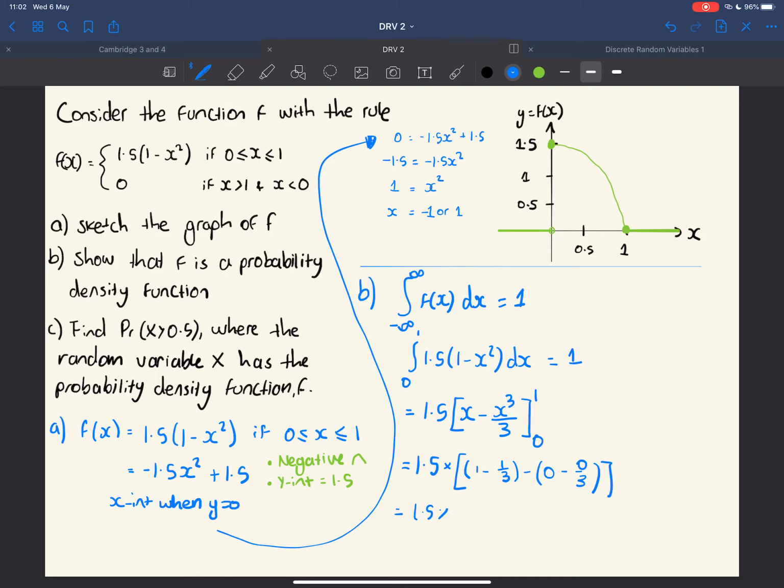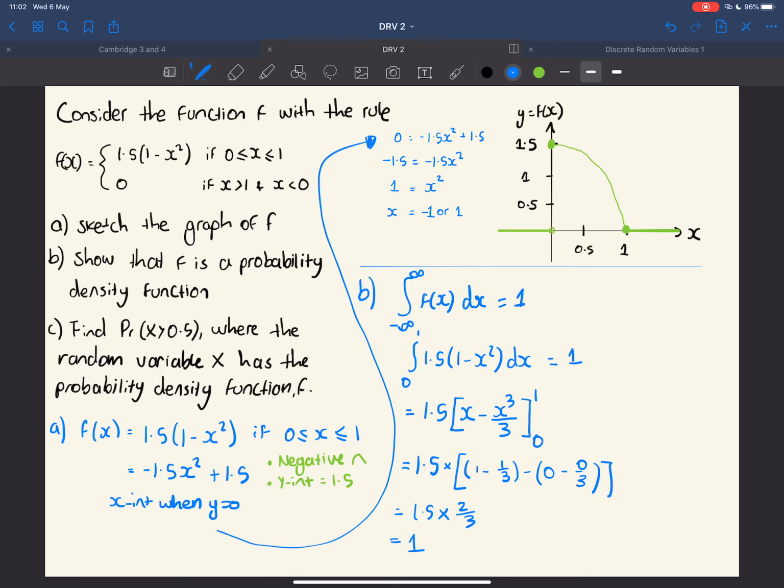From here, we'll get 1.5 multiplied by, and you can see that 1 minus a third is 2/3, right? If you have 3/3, take away 1/3, you get 2/3. This is 0, so it's 1.5 times 2/3. Now 1.5 is basically 3 halves, so 3 halves times 2/3 will be 6 over 6, which is 1. So we've proven that this particular function is a probability density function, right? The total probability for all possible x values is just 1. That's exactly what we set out to do, and we've proved it.